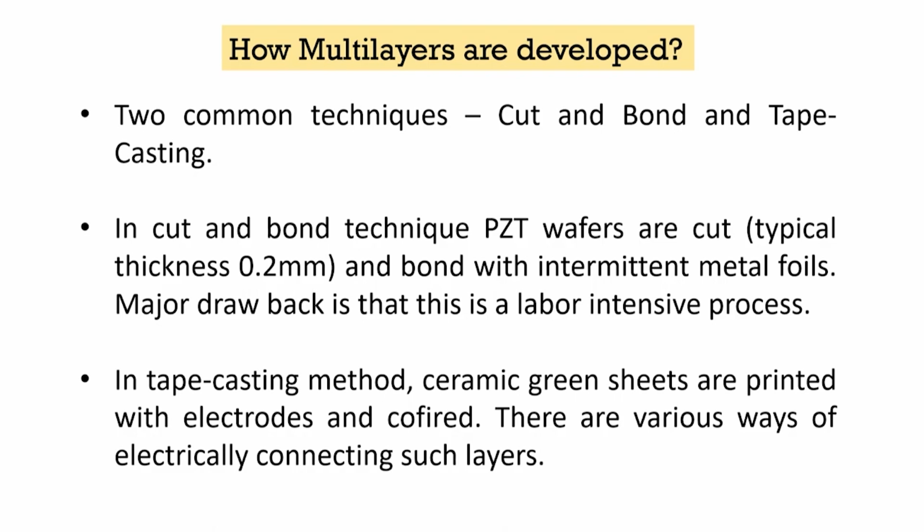Now, how do we then develop such a system? There are 2 techniques. One is called the cut and bond technique, another is called the tape casting technique. In the cut and bond technique, the PZT wafers are cut typically of thickness 0.2 millimeter and bonded with intermittent metal foils. The major drawback is that this is a labor intensive process, because you need to chop it very thin, and piezoelectric materials are very brittle, so cutting them is not easy. The tape casting technique, on the other hand, is where you prepare a ceramic green sheet, and then on that green sheet you apply electrodes and then co-fire the system.